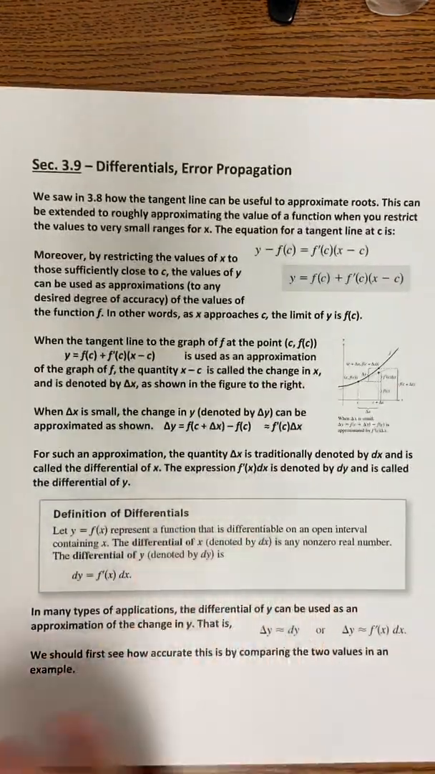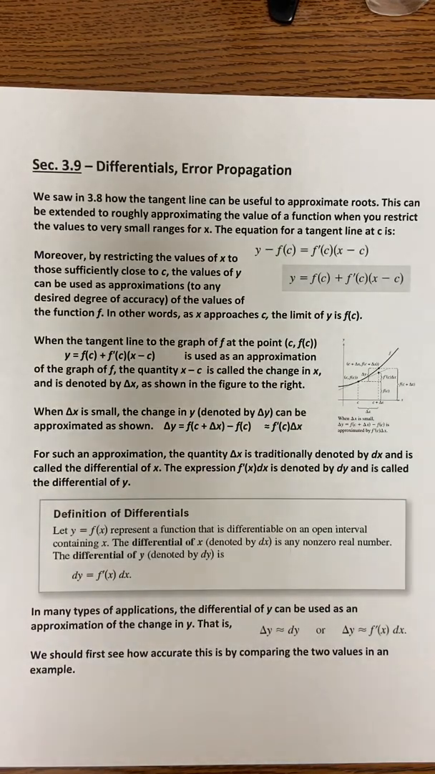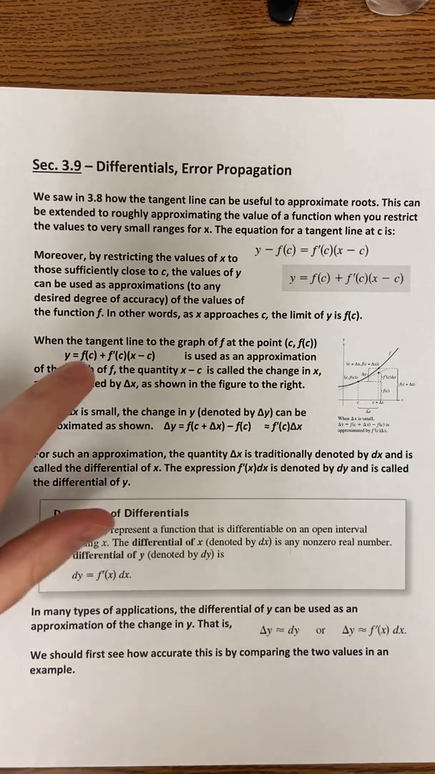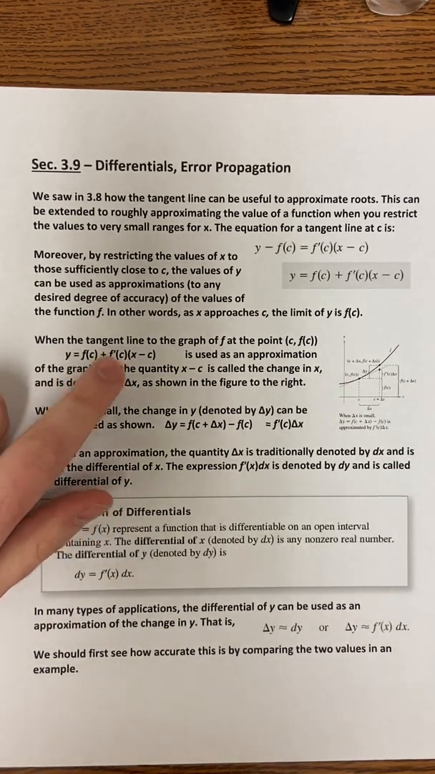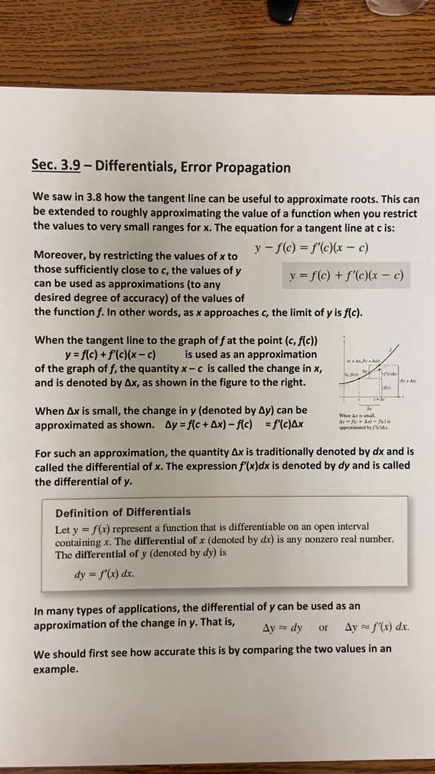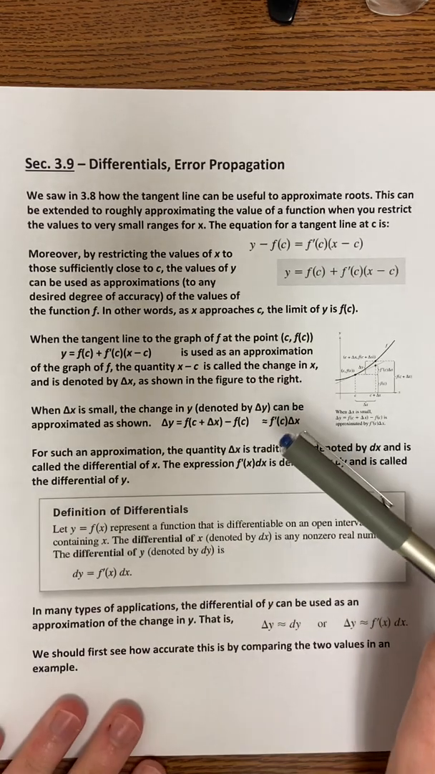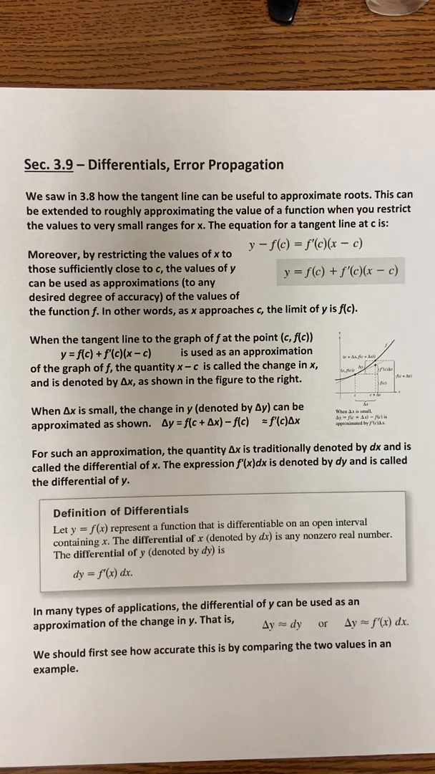Now 3.9 is a little bit different. It's called differentials and error propagation, but it uses the same idea of the tangent line. So when the tangent line to the graph of f at a point c comma f of c, we know again, it's the y value plus the slope times x minus that x value. It's used as an approximation for our quantity. It creates delta x, the change in x, or delta y, the change in y. So we can approximate those. Now what we know though is when delta x is really, really small, the approximation becomes the derivative at that point times delta x.